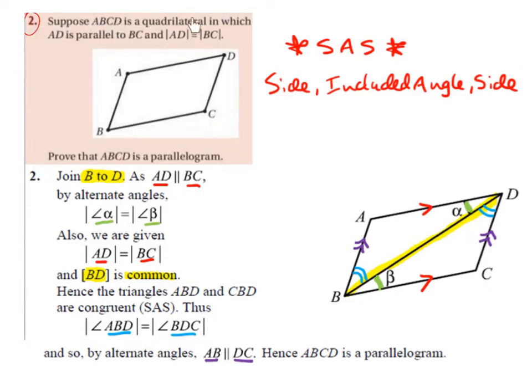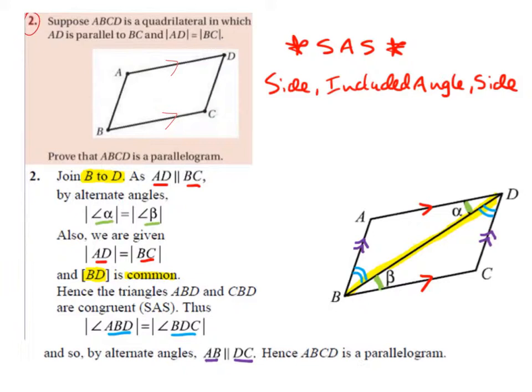Suppose ABCD is a quadrilateral in which AD is parallel to BC and AD is equal to BC. So the distance from A to D is equal to the distance from B to C. So here is our quadrilateral, A, B, C, D. We're told that AD is parallel to BC and that the length of AD is equal to the length of BC. Prove that ABCD is a parallelogram.